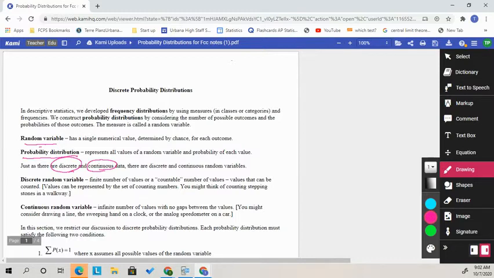So in this chapter, we're going to be talking about discrete random variables, and then we're going to follow up in the next chapter with continuous random variables. So discrete has a finite number of countable things. Remember, it's countable. What's the difference?